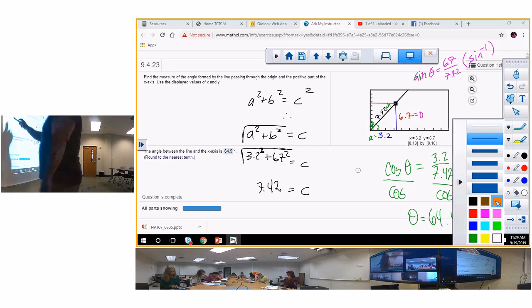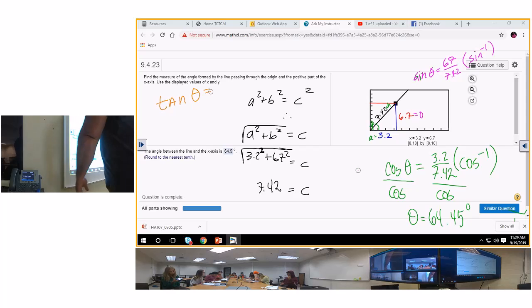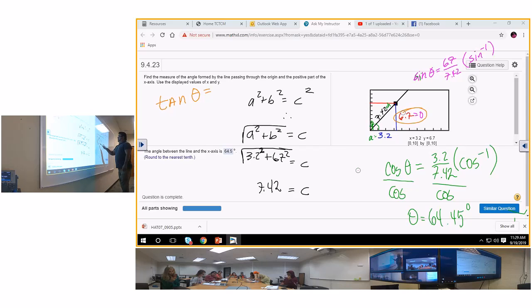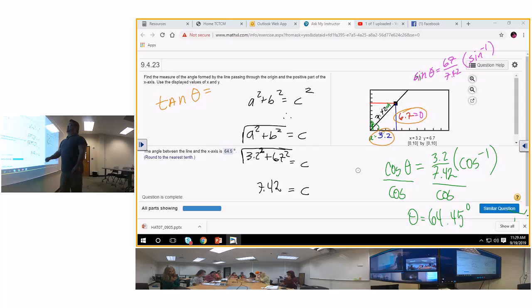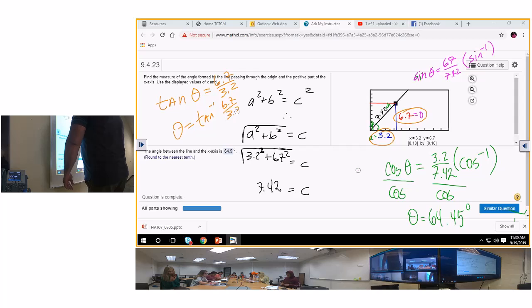Do the tangent. We'll do it in that Tennessee volunteer orange. Tangent. Oscar had a hunk of apple. 6.7 over 3.2. Inverse tangent of 6.7 over 3.2. Somebody do that. Get the same thing.